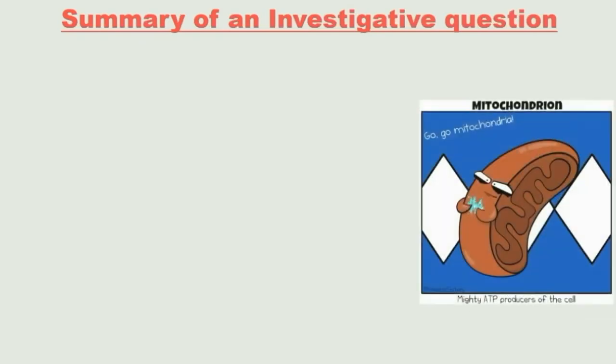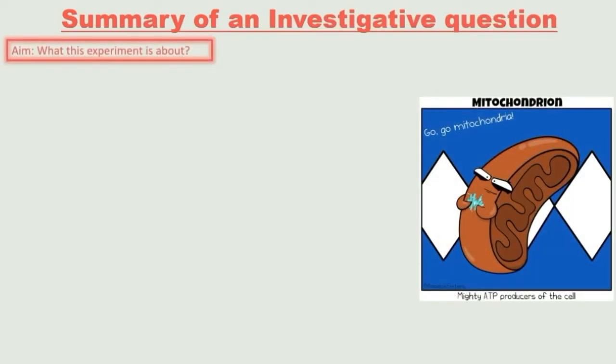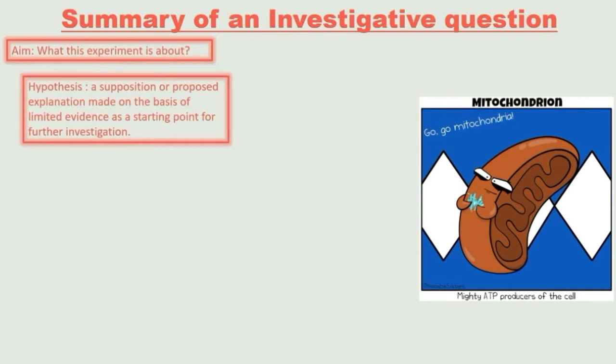Firstly, we will have a look at what the aim is. The aim of our experiment is very important because you need to know what this experiment is about to be able to answer the questions. Then a hypothesis is your suspicion or a proposed explanation based on the limited evidence that you have. So this will be what you think the results of your investigative question will be.